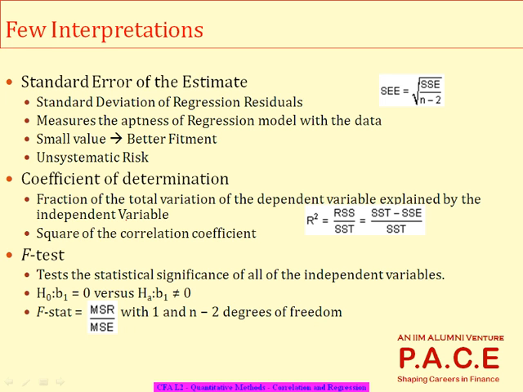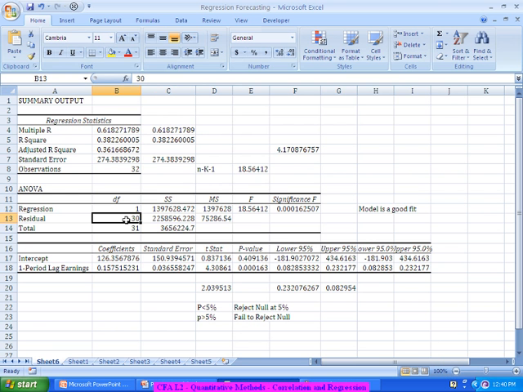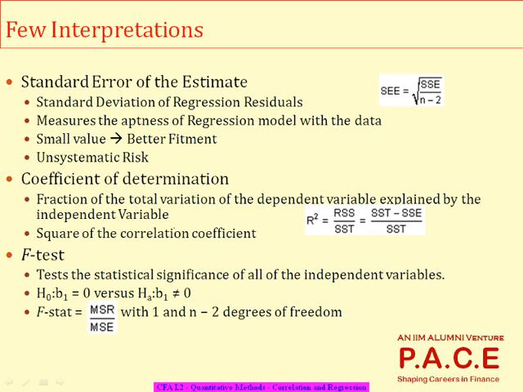And the coefficient of determination, R squared, comes from dividing the regression sum of squares by the total sum of squares. The F test is the regression mean sum of squares divided by the error mean sum of squares, tested with n minus 2 degrees of freedom. As long as the F value is greater than the critical value, we go with the alternate hypothesis and reject the null hypothesis.